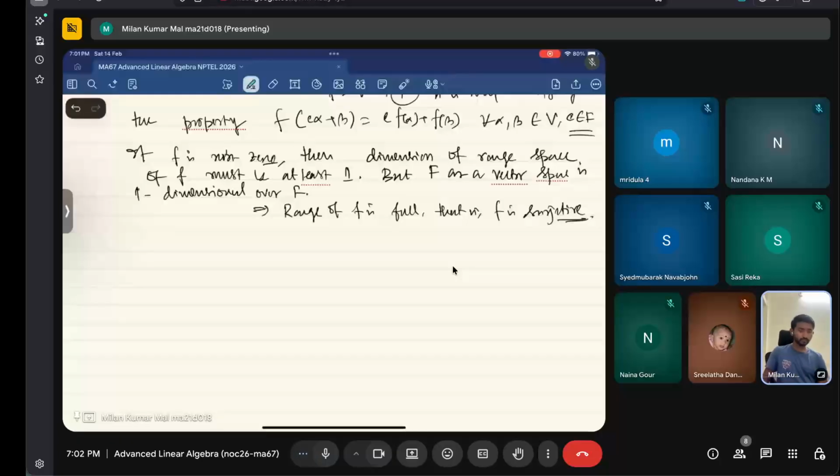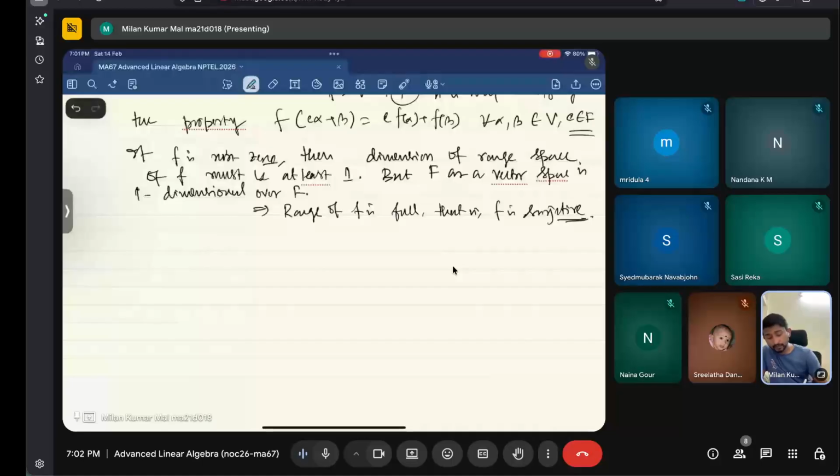There is no doubt about this. f always maps 0 to 0, because f is a linear transformation and a linear transformation always maps 0 to 0. Now if f is non-zero, that means f maps some non-zero entry to some non-zero term. So in that case, the range is full, that means it is a linear functional.